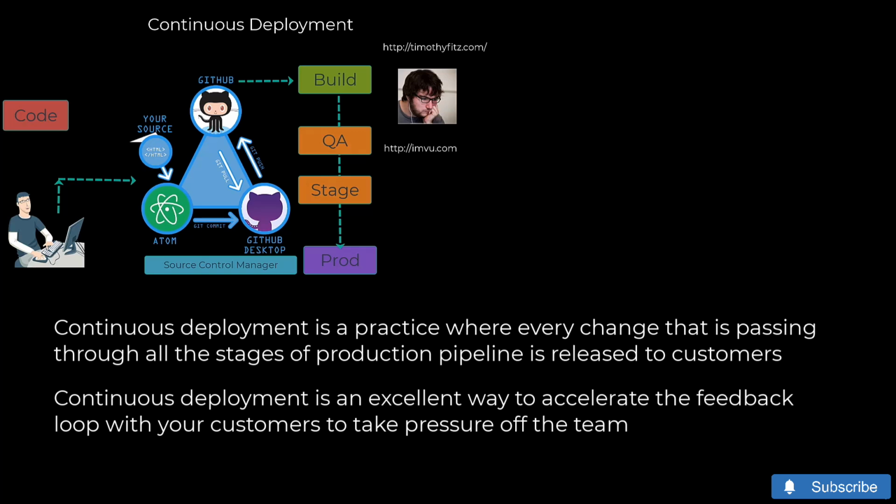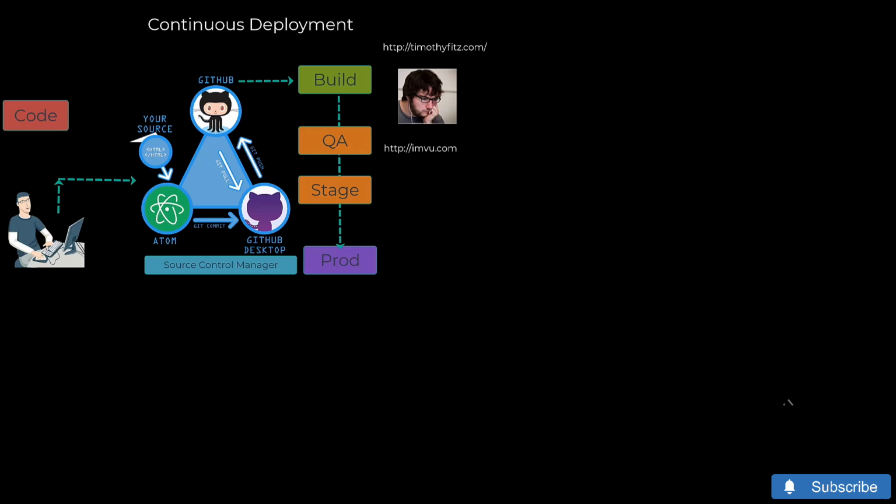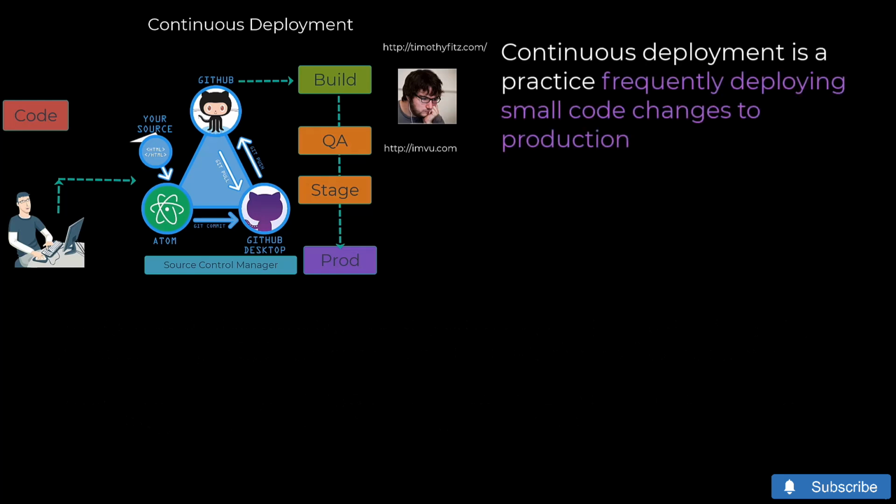Developers can focus on building software and they can see the work themselves that it is going live minutes after they have finished working on it. Just to summarize, continuous deployment is the practice of frequently deploying small code changes to production. So with continuous delivery, we are keeping the code in a state that is able to be deployed at all times. With continuous deployment, we are actually doing the deployments frequently.